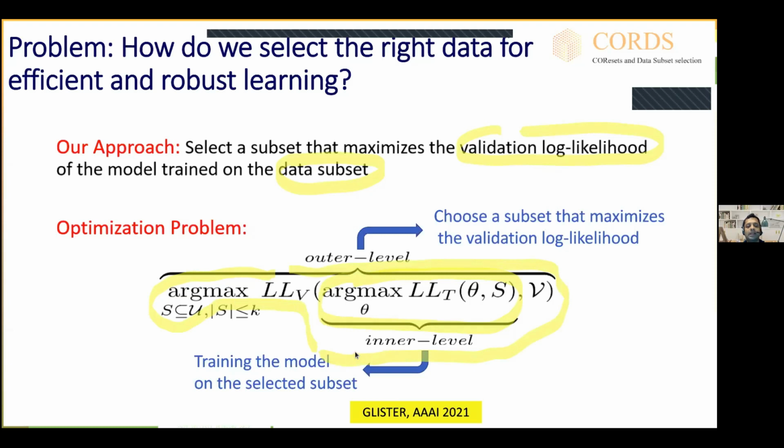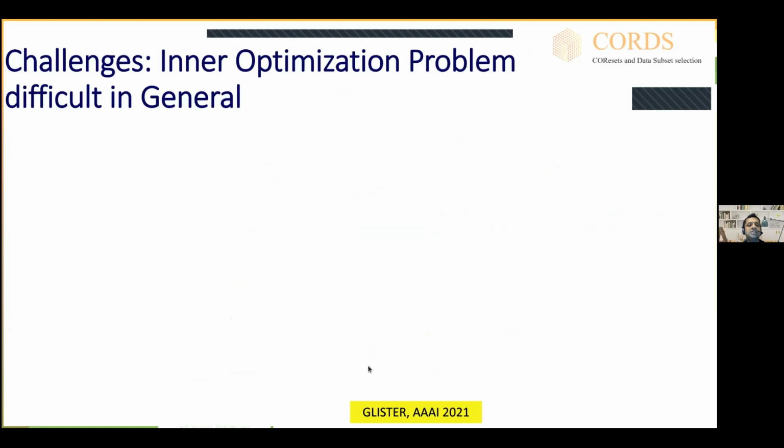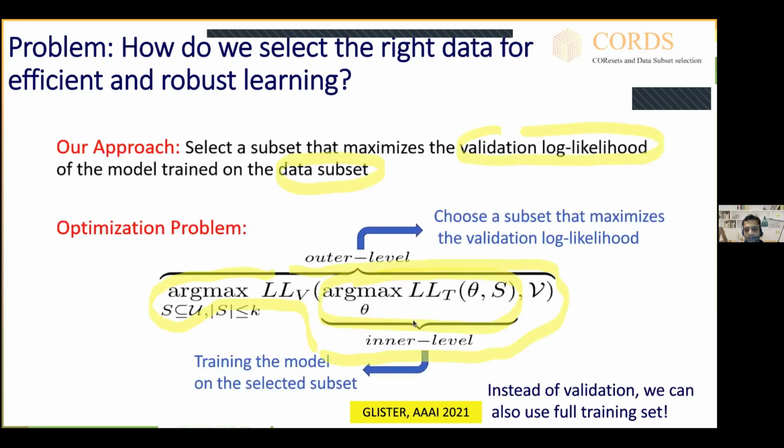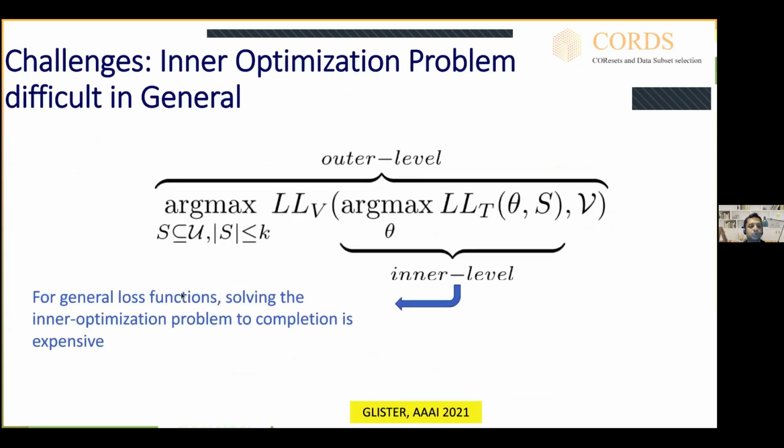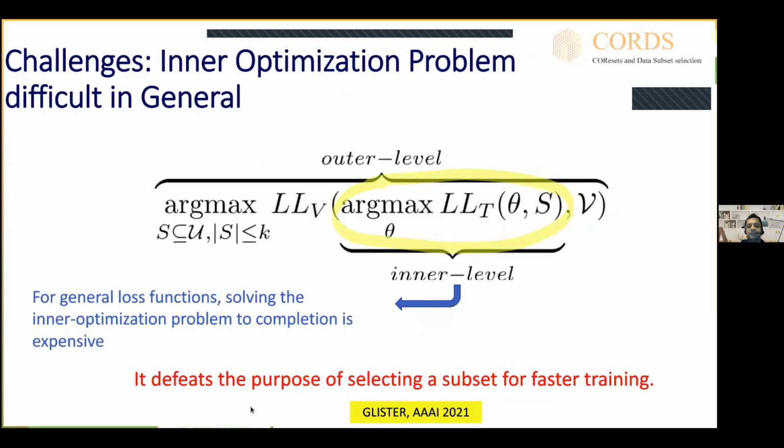So, is this even feasible? Instead of validation, we can also use the full training data set. That's just a side note. The challenge is that the inner optimization problem can be very difficult. You need to solve this every time you identify a subset and then go back and identify the next subset. So that could be an issue. Solving the inner optimization problem can be very expensive, and if you try to do it in closed form exactly, or even attempt to do it to convergence, it can defeat the purpose of selecting a subset for faster training.